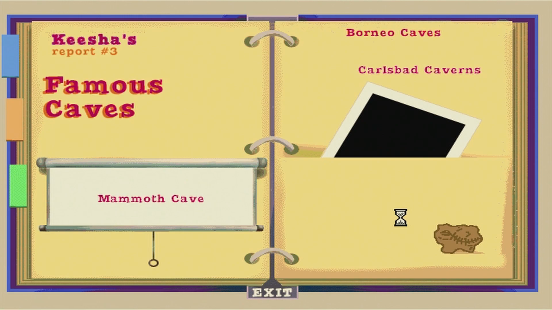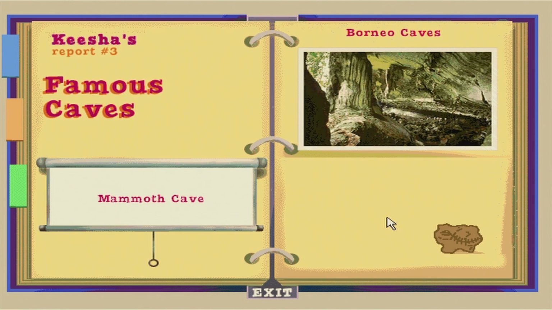Borneo Caves. On Borneo, a Malaysian island in the Pacific, there are two sets of important caves. Sarawak Chamber is the world's biggest single cave room. It's big enough to hold 16 football fields.